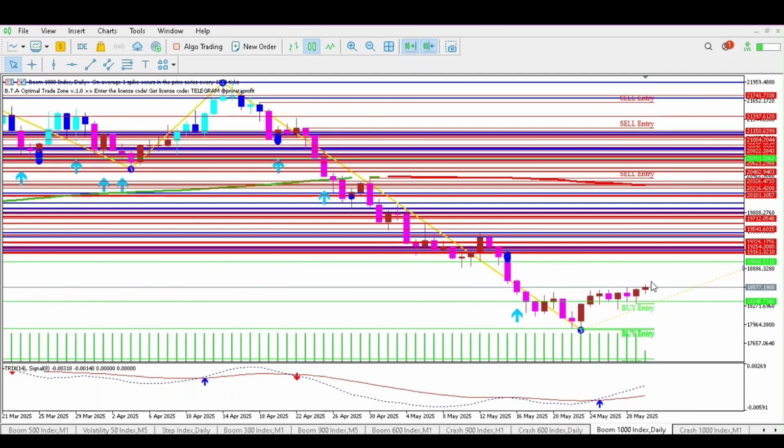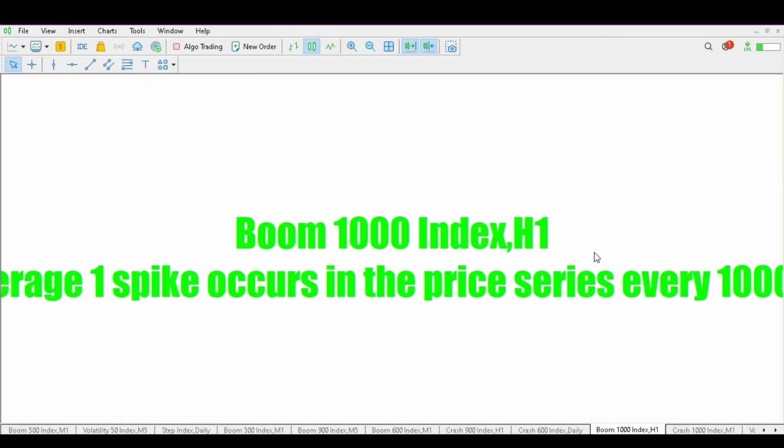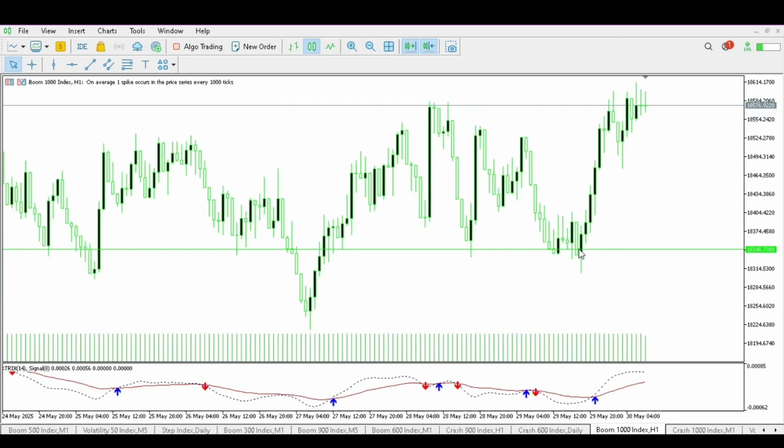So we can say it has created another one. So there is a higher probability that the market is going to go up, and as you can see, it's also a buy signal here. So we can check on our H1 so that we can see whether we can still enter this pair. So I'm now checking my H1.